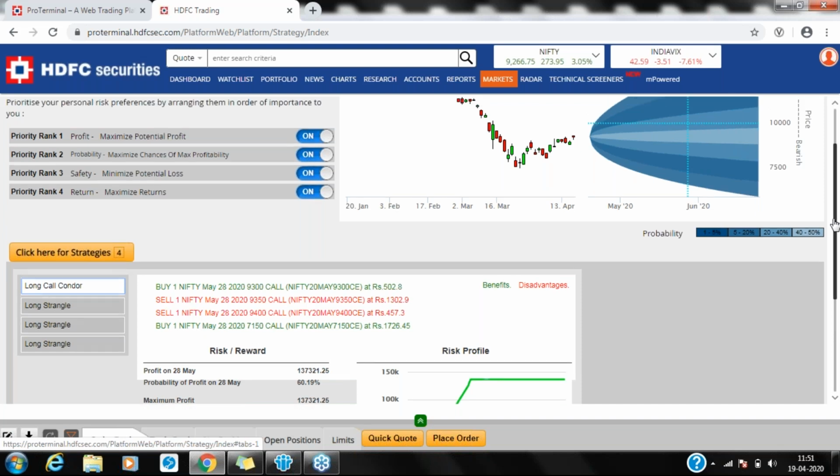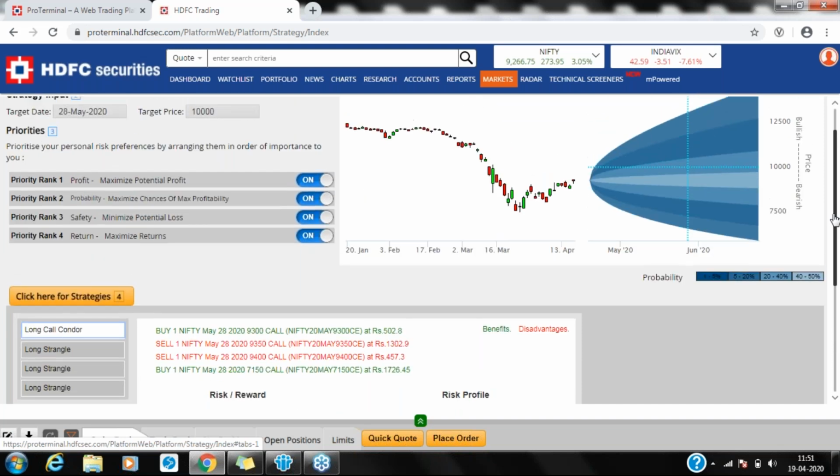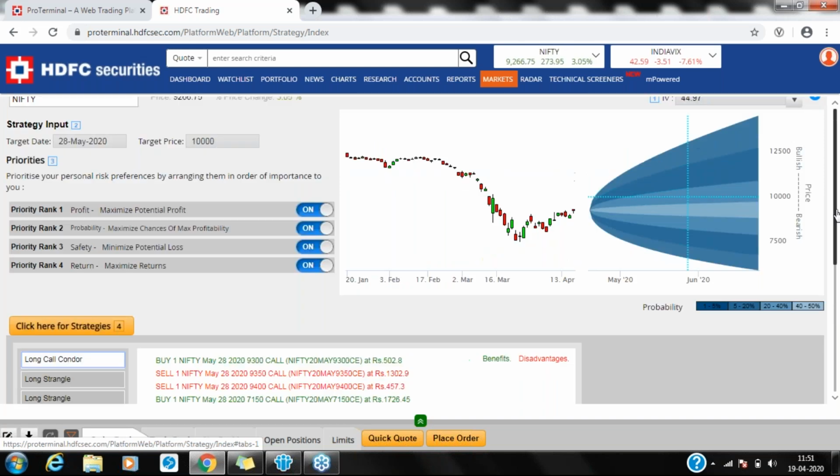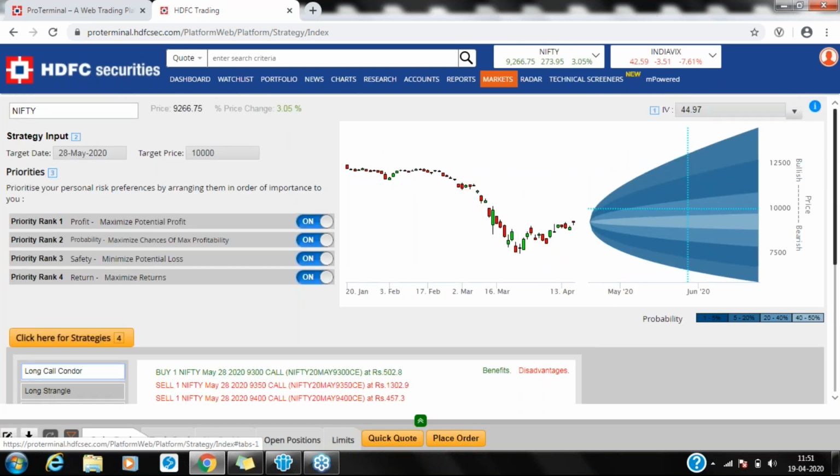You will be making a profit in case the market goes anywhere around your target price by the expiry date, and you will use this particular system. You will have a proper risk and reward, and you will be making a profit. The only thing that you have to enter is your target date and your priorities. If your priority is maximum profit, then you will get that kind of strategy. If your priority is safety, then you will get a more defensive kind of strategy.